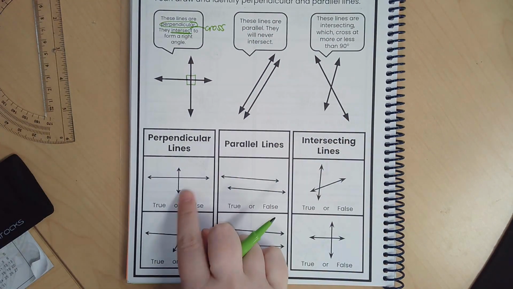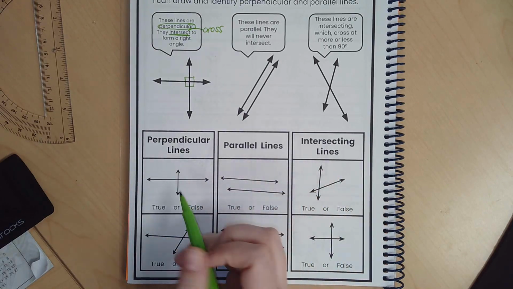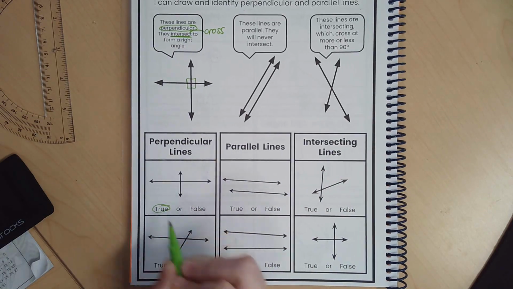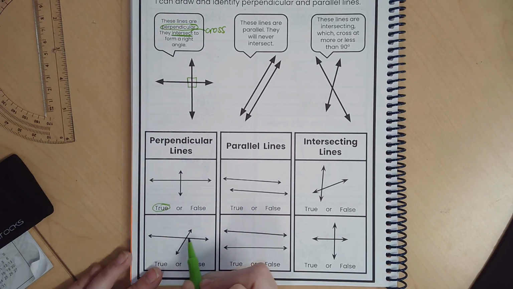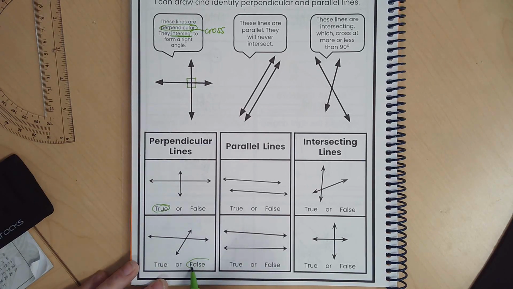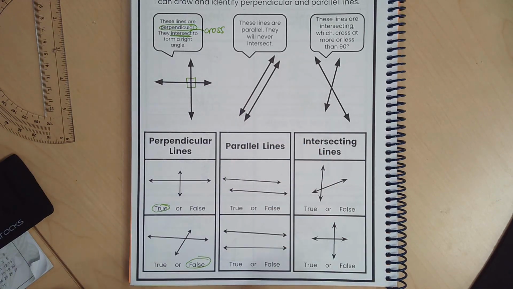If you look at this one, they're intersecting, and they all are right angles, so we're going to say true. Now these ones, you can see how they're intersecting, but they do not make right angles. It kind of looks more like an X. So that is false. They are not perpendicular lines.